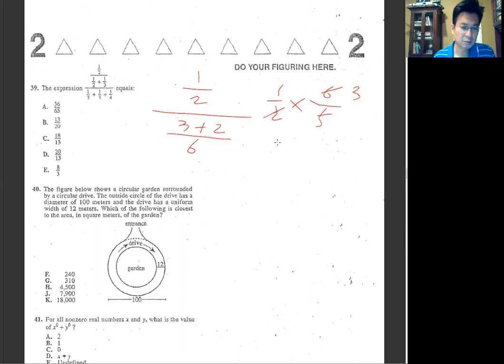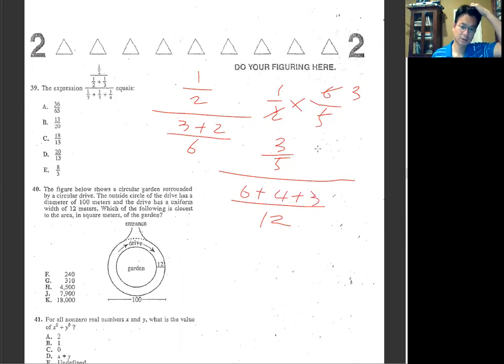Now, the bottom, 3/5, and then the common denominator is 12. 6 plus 4 plus 3. So 13. So multiply by 12/13. So 65 and 36. Okay.